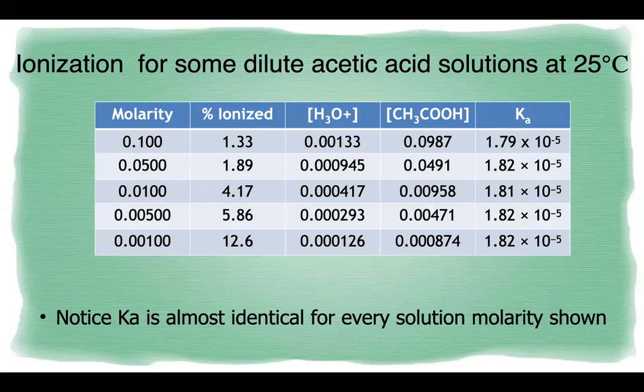And based on that, you can see that the value of Ka doesn't really change that much over the molarity. So look at how the molarity is changing. We go from 0.1 all the way down to 0.001, and the only difference is 1.79 times 10 to the minus 5 increasing to 1.82 times 10 to the minus 5. So it's only a 0.03 difference. Ka is almost identical for every solution molarity that is shown here. Even though percent ionized goes from 1.33 all the way up to 12%, Ka doesn't really change that much.